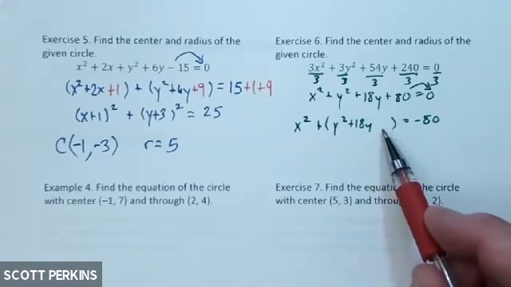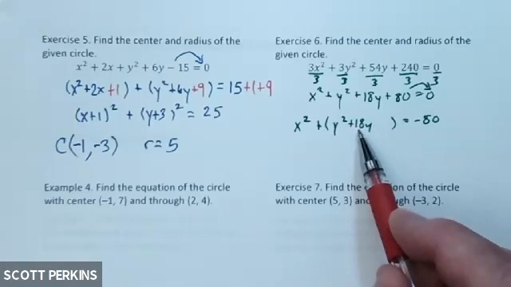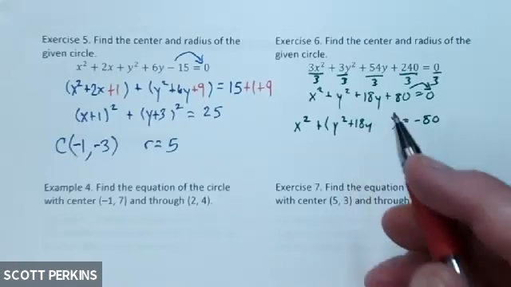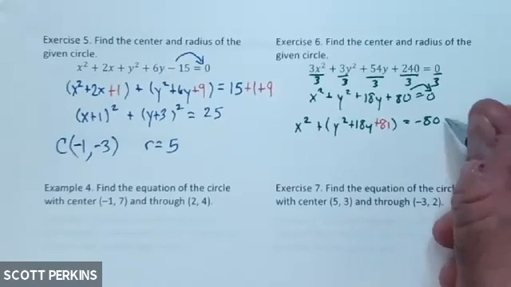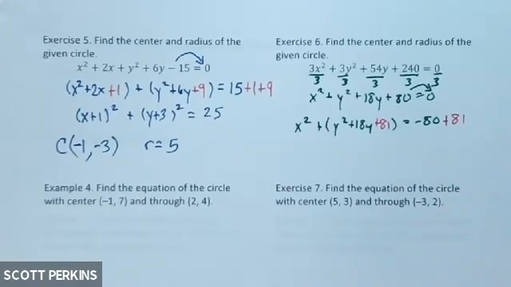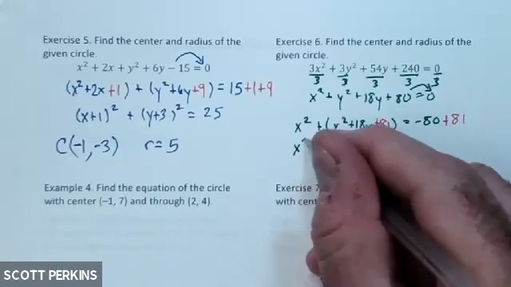Here, I'm going to add a 81. Because half of 18 is 9, 9 squared becomes 81. I've got to keep my equation in balance, so I will add 81 to the other side as well. All right, that's going to pretty much finish this up.